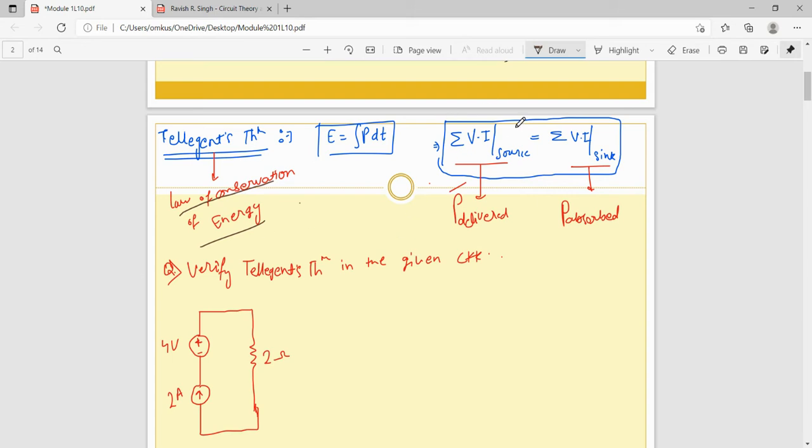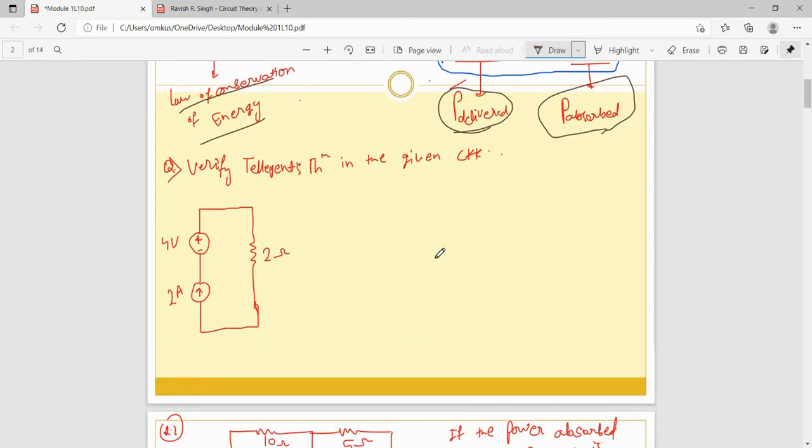So in the intelligence theorem, we need to prove that power delivered is equal to power absorbed in a circuit. So we saw one example in our previous class, right? Now see here and try to solve it and verify it in your notebook. I'm solving this problem in this slide.